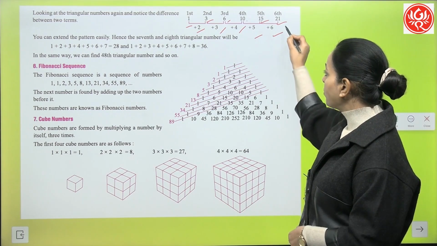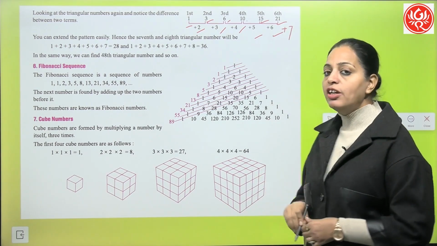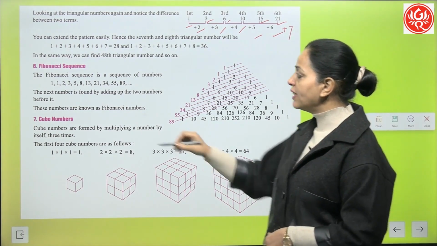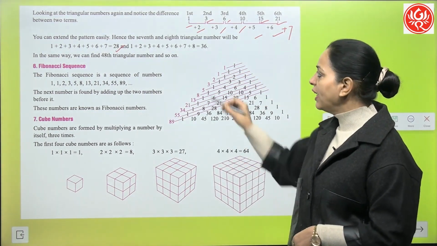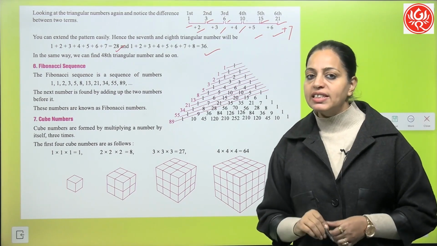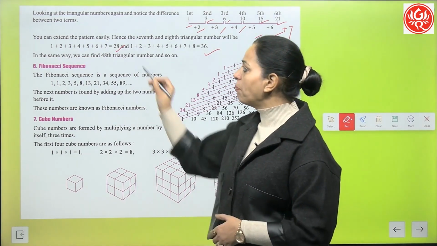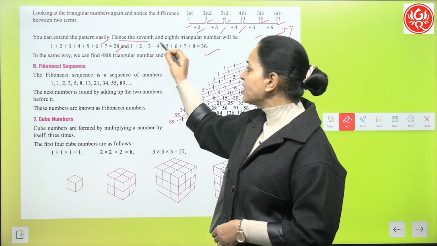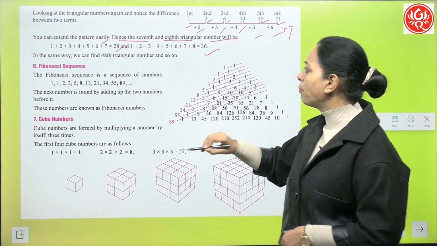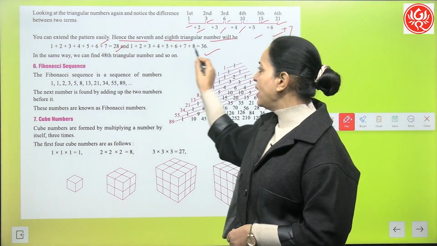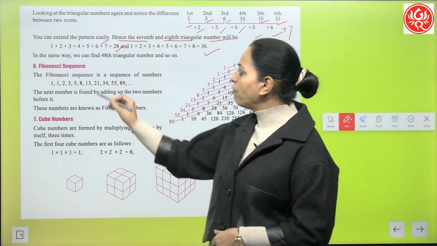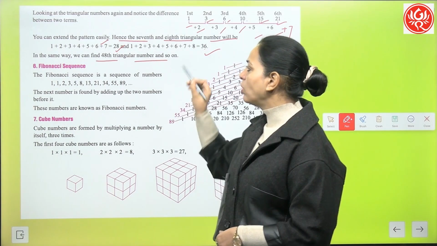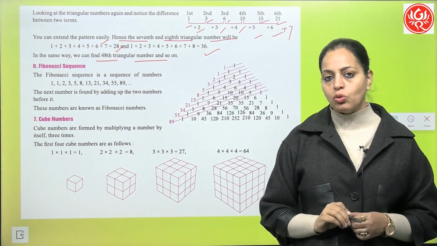It means the next step, what will we do? Plus 7. 21 plus 7 is 28. Then what will we do? Plus 8, that is 36. So you can extend the pattern easily. Hence the 7th and 8th triangular numbers will be 28 and 36. In the same way, we can find the 48th triangular number and so on.